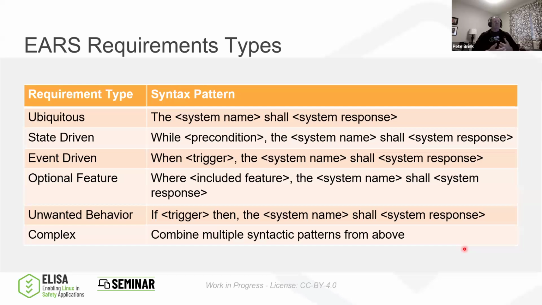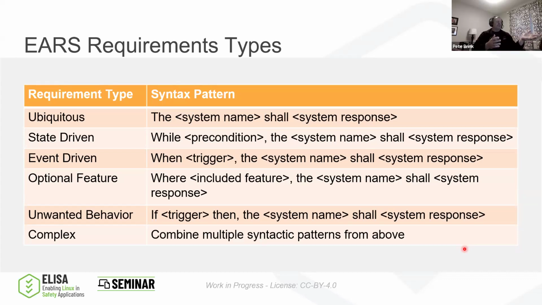From that, we can come up with a wide variety of different types of requirements that are associated with it. The first are ubiquitous requirements, which are the generic ones that we expect to be applicable everywhere. That is: the system name shall system response. It's obvious. It always applies. It's always something that we have to pay attention to.